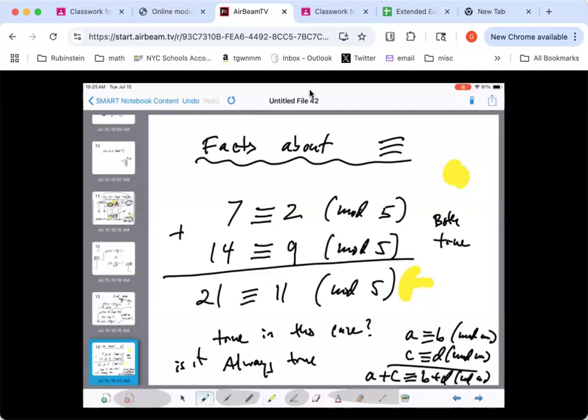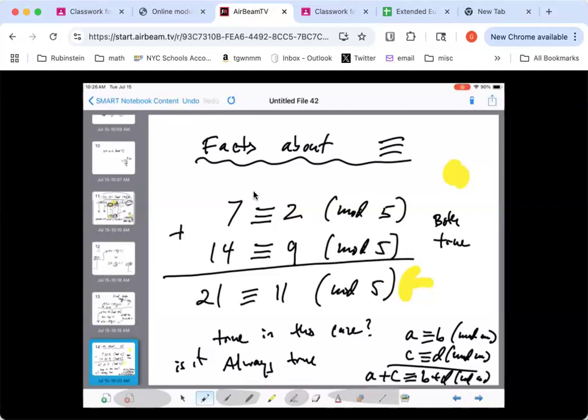Anyone have another way of saying why we know 21 is congruent to 11? What's maybe something that uses the word remainder? Genoa, why don't you go on? When you divide 5 into 21 and 11, there's a remainder of 1. So 21 would be 4 remainder 1, and then 11 would be 2 remainder 1. That's right. Now, Stephanie, what you said about 21 minus 2 times 5, that does work.